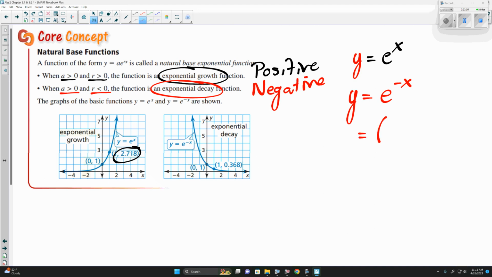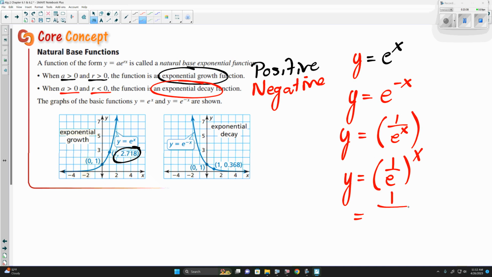Now, to make the exponent positive, we would rewrite it as 1 over e to the x. And by the properties of exponents, we can pull the x out. Part of the reason we can do this is because applying x to e would give us e to the x still. 1 to the x, well, 1 to any power is still 1, so I can pull that x out. But what this is telling me is that I have 1 over 2.718, this number here, to the x.